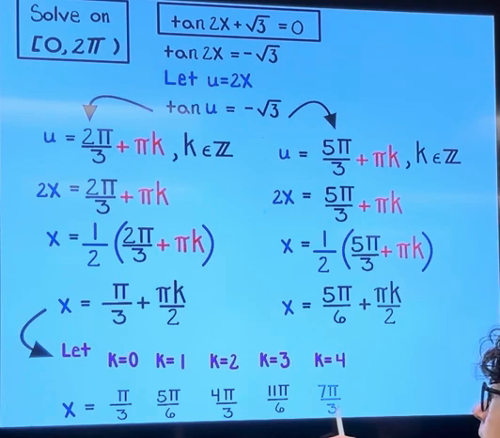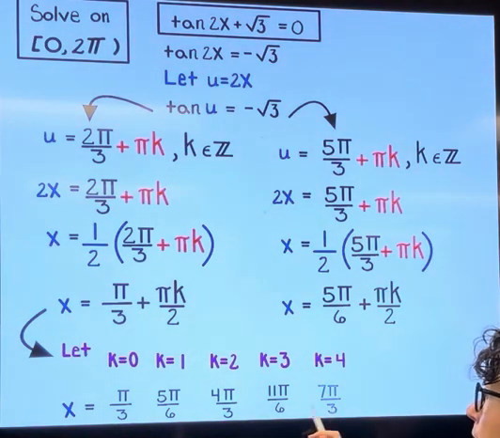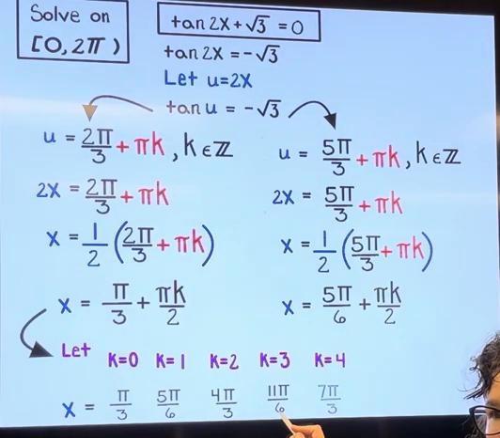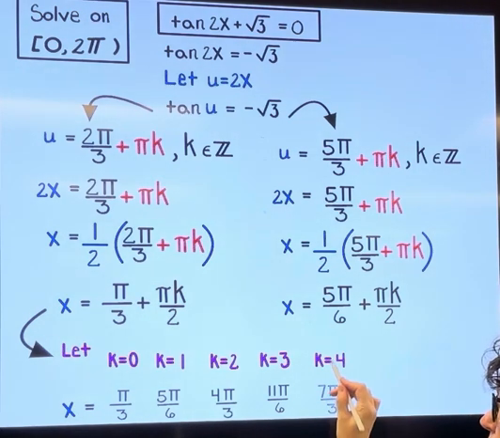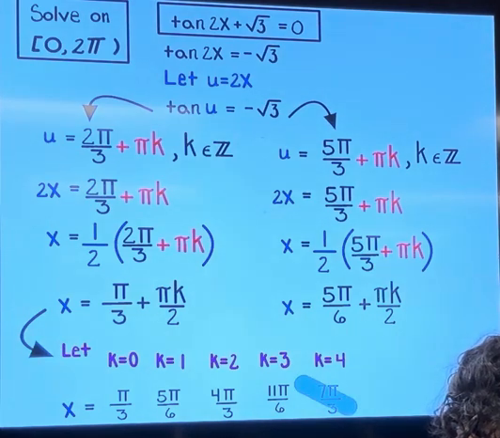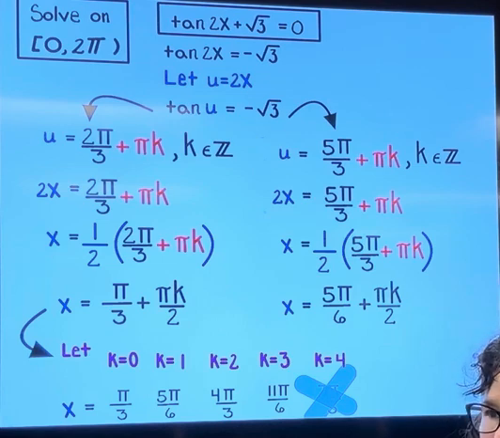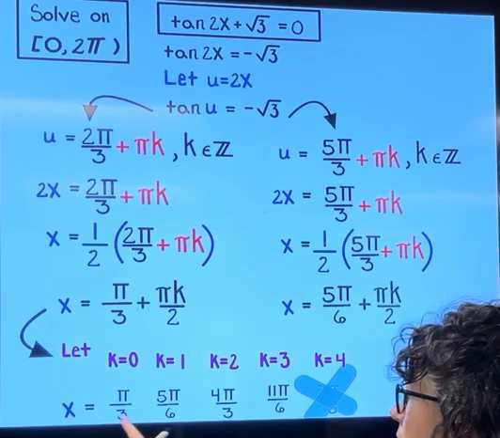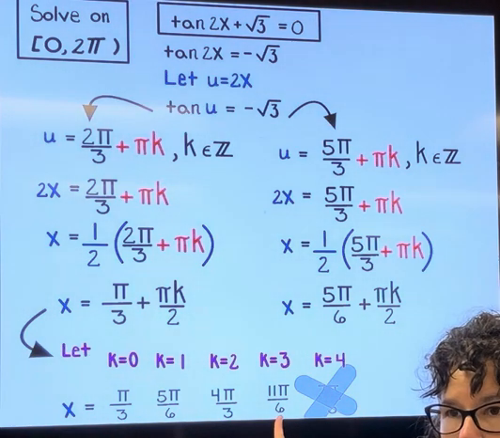Now the reason I put this last one in gray is because 11 divided by 6 is still smaller than 2. But 7 divided by 3 is bigger than 2. So this is the first time that plugging in this number gives me a number bigger than 2 pi. So this one is not an answer. So here are my angle measures so far.